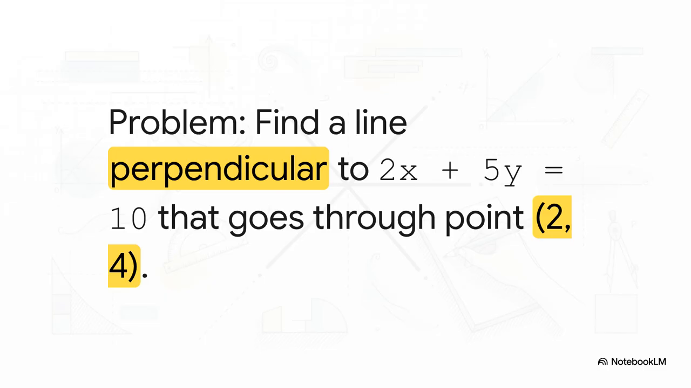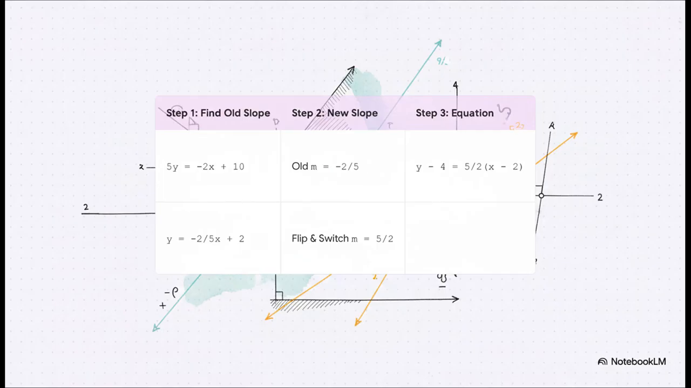Okay, next up. This one's a little different. See how the equation is in standard form? It's not solved for y. So, what's our first move? Before we can even think about flipping or switching anything, we've got to find that original slope. And that means we need to get y all by itself. So, we do a little algebra on 2x plus 5y equals 10, move things around, and we find out our old slope is negative 2/5.